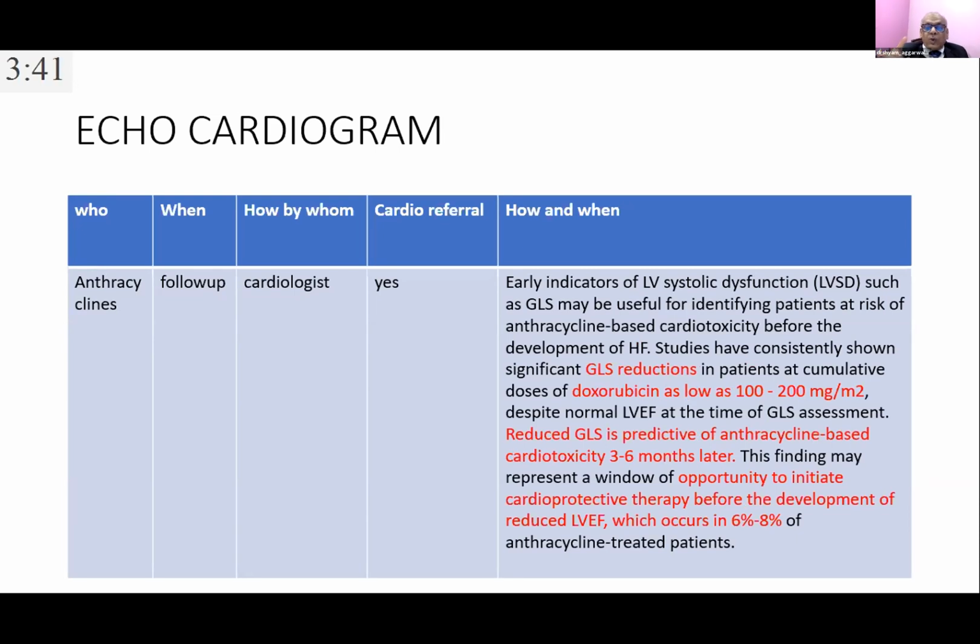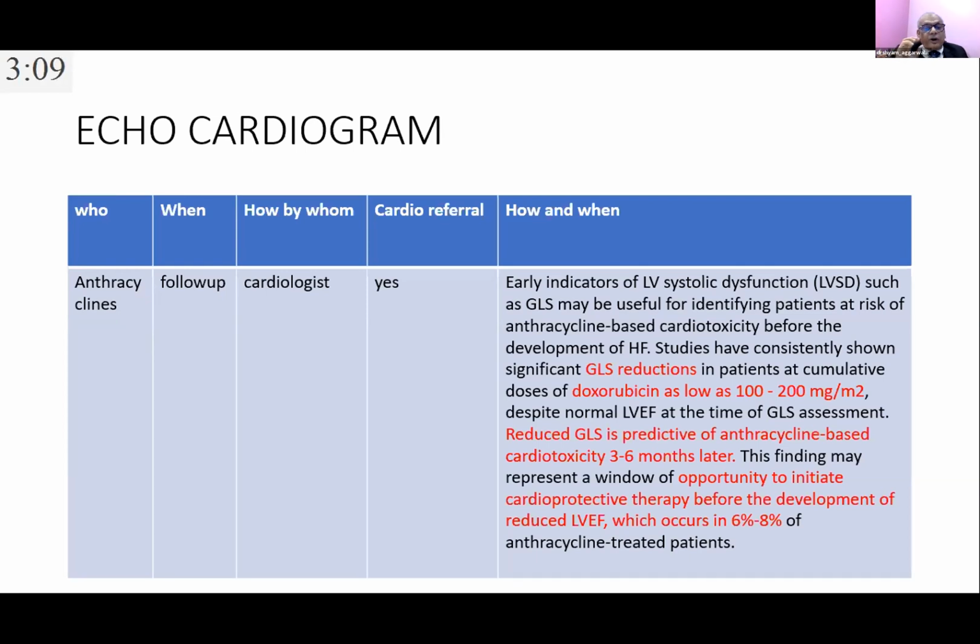And we need to take the clearance from the cardiologist for all patients who are undergoing anthracycline therapy and on follow-up. So now another thing which has come up more recently is the global longitudinal strain, which changes before the left ventricular dysfunction sets in. There is some data which is evolving that reduced GLS is predictive of anthracycline-based cardiotoxicity 3 to 6 months in advance. So I think there's an opportunity to initiate cardioprotective therapy before development of reduced LVEF, which occurs in about 7% of the patients.